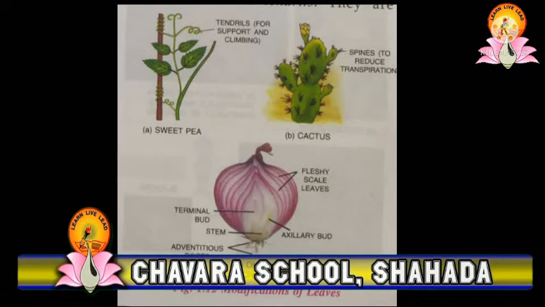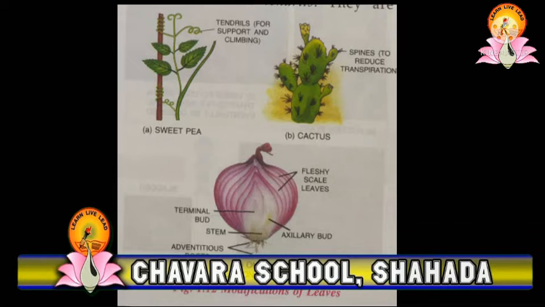The second type of modification is spines. Leaves are modified into spines to reduce water loss. The example for spines can be cactus. In prickly poppy, leaves bear spines on the margin. So prickly poppy can also be considered as one example for spines.